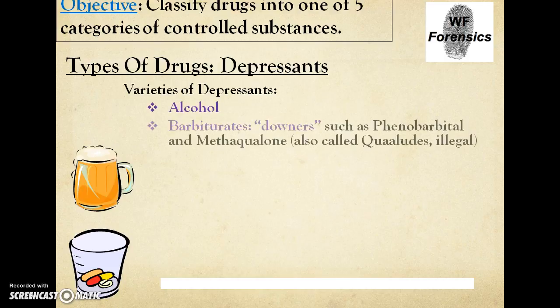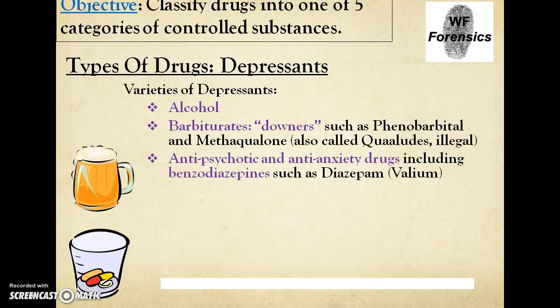So there are a variety of depressants. Alcohol is the most common one. Then you have barbiturates, which would be those downers. And you can remember that it's a depressant because if you think about a downer, you're decreasing your heart rate. Okay. Then there's also anti-anxiety medicines. That's going to be your benzodiazepines, which would be Valium or Ativan or Xanax.